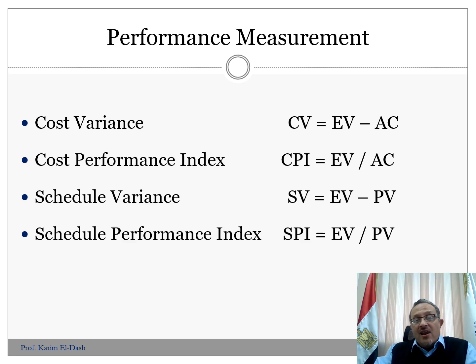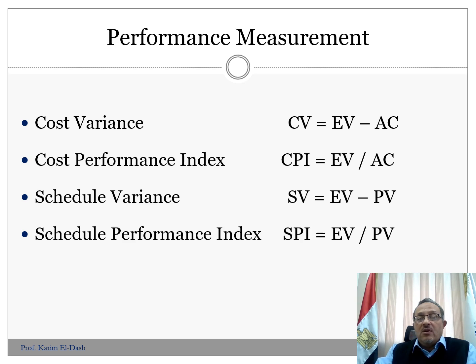If the value of cost variance is less than zero, that means earned value is less than the actual cost, so we have over budget expenditures. The same if the schedule variance is less than zero, that means earned value is less than planned value, so we are behind schedule. The same could be mentioned for the cost performance index and schedule performance index.